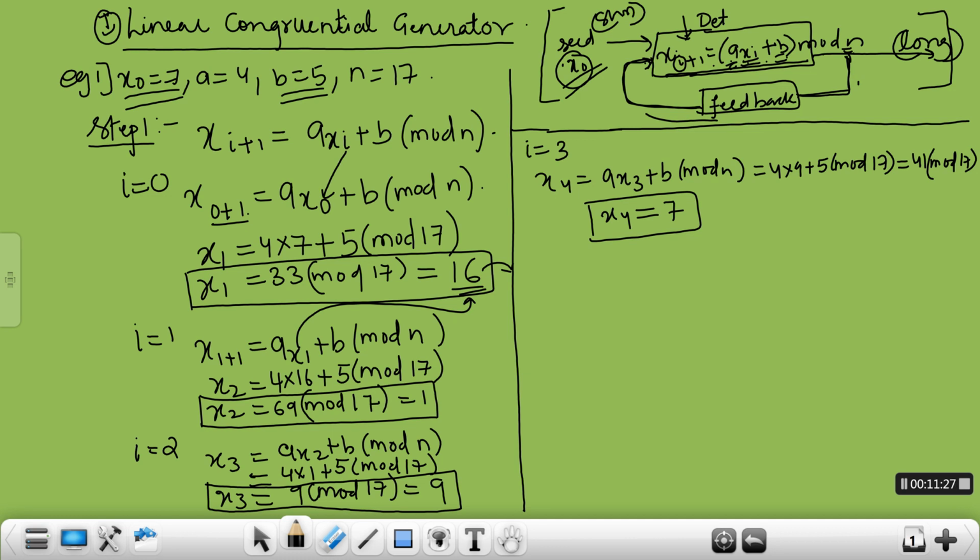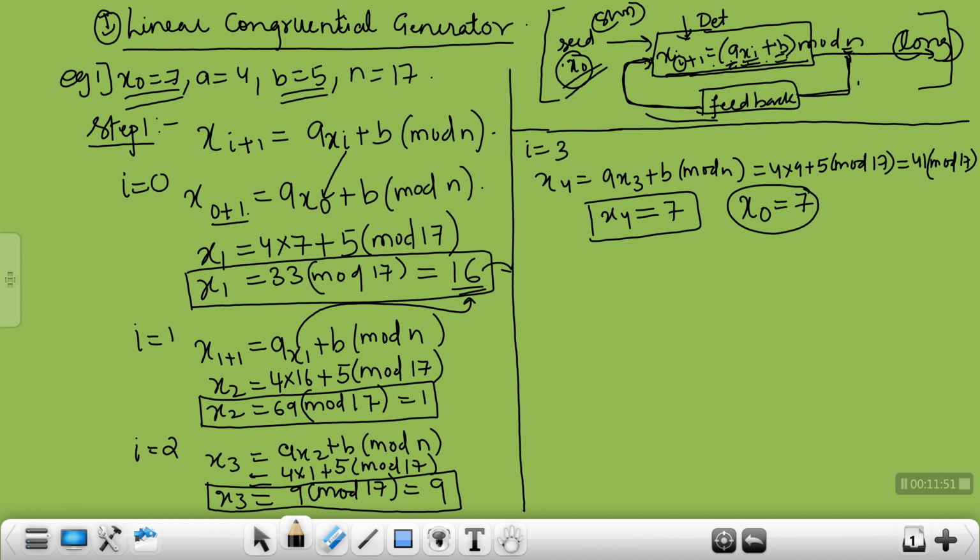Okay, so the value of x4, when i equals 3, is 7. Now, can you see 7 anywhere we have used previously? Was any value of x equal to 7? If we see properly, the value of x0 that was provided to us was nothing but 7. But initially we had not considered that 7 at the start.